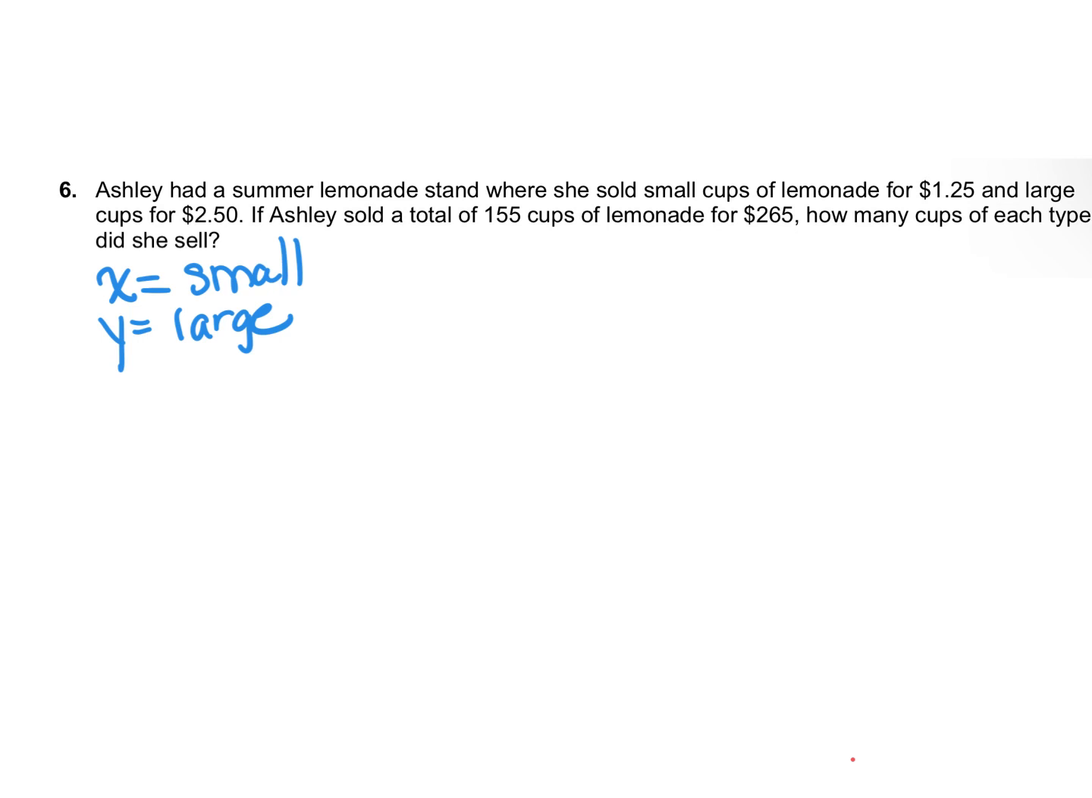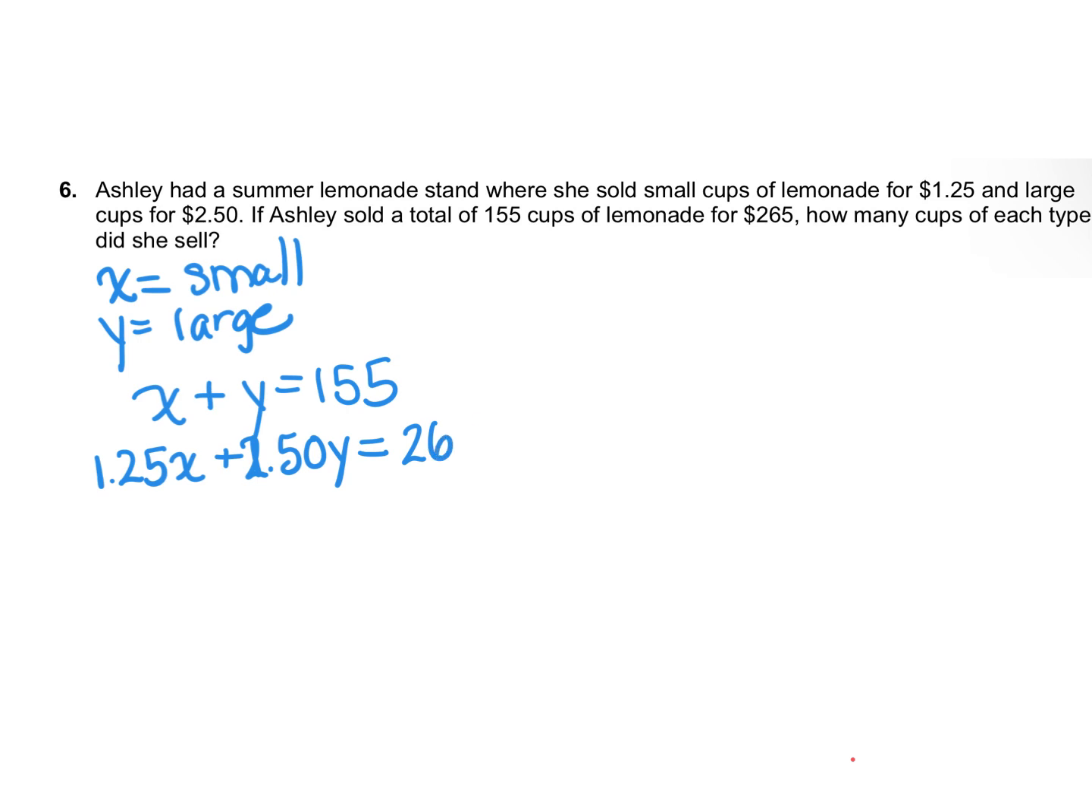And so let's start by setting up the first one where you've got the small cups, the large cups, and we've got a total of 155 of them. And then we're going to go ahead and we're going to now assign the money. So I've got $1.25 for every small cup, and $2.50 for every large cup, and then they ended up making $265.